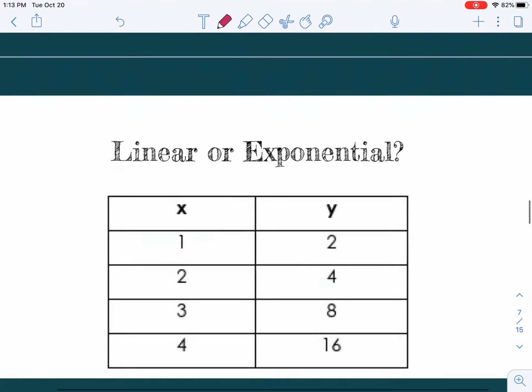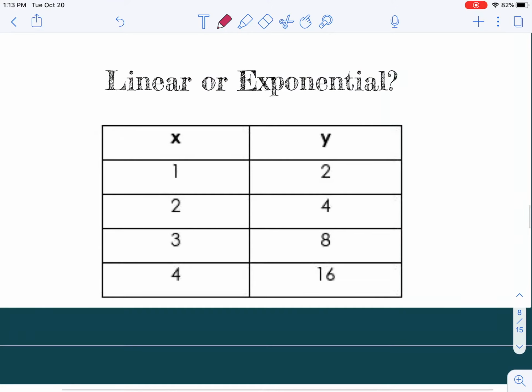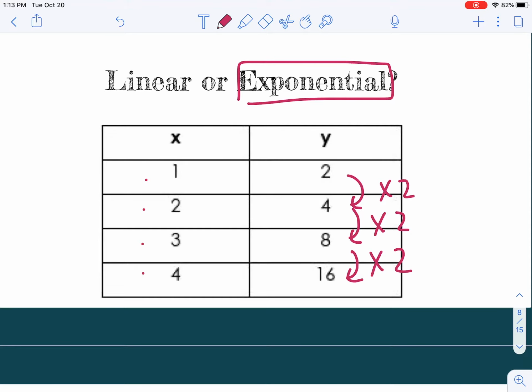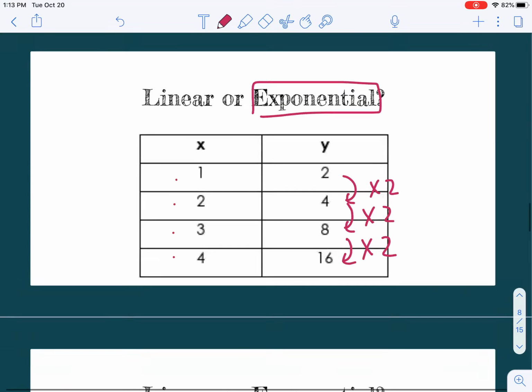Let's look at another example. If we're looking at the x's, they're all going up by 1s, and let's see how the y's are changing. 2 to 4 is times 2. 4 to 8 is also times 2. 8 to 16 is times 2. So this would be exponential because of the multiplication pattern on the y's.